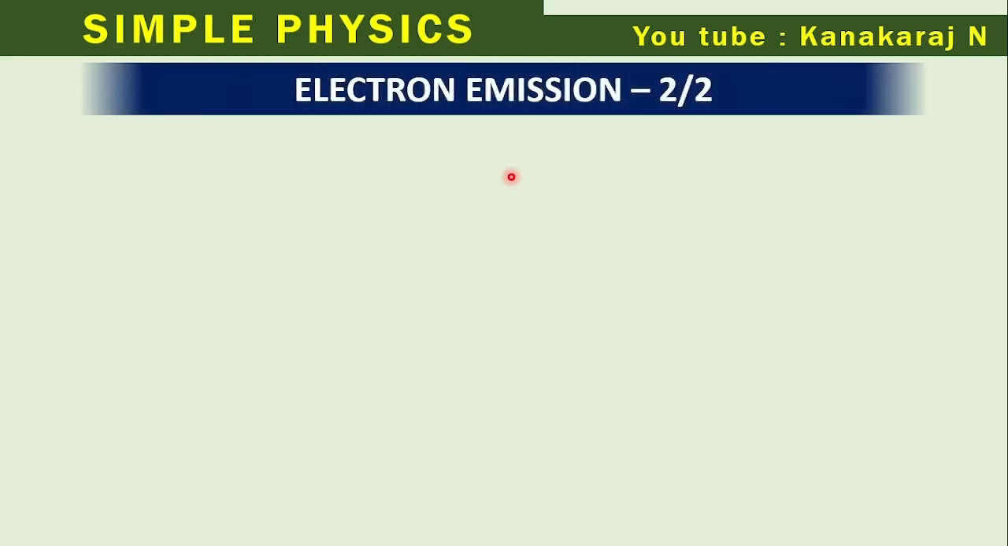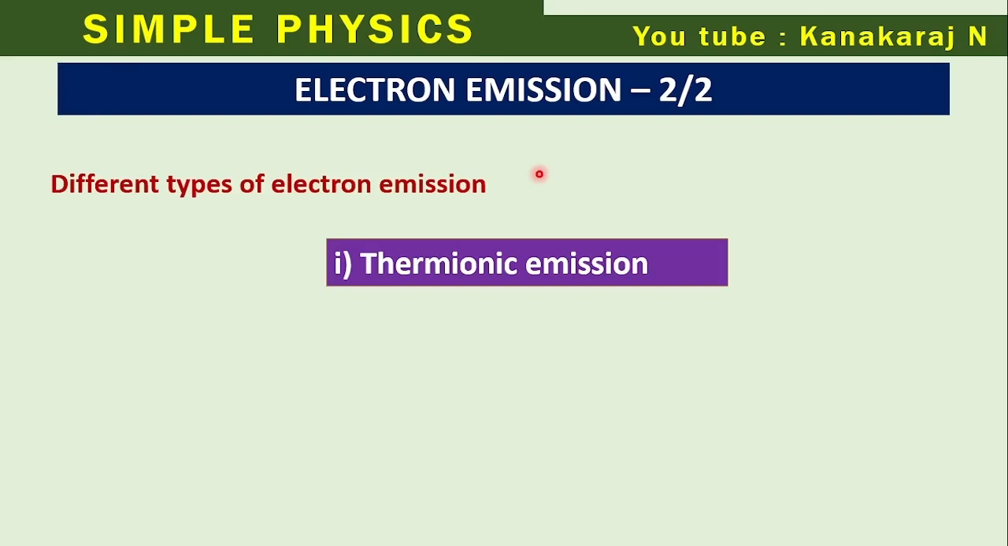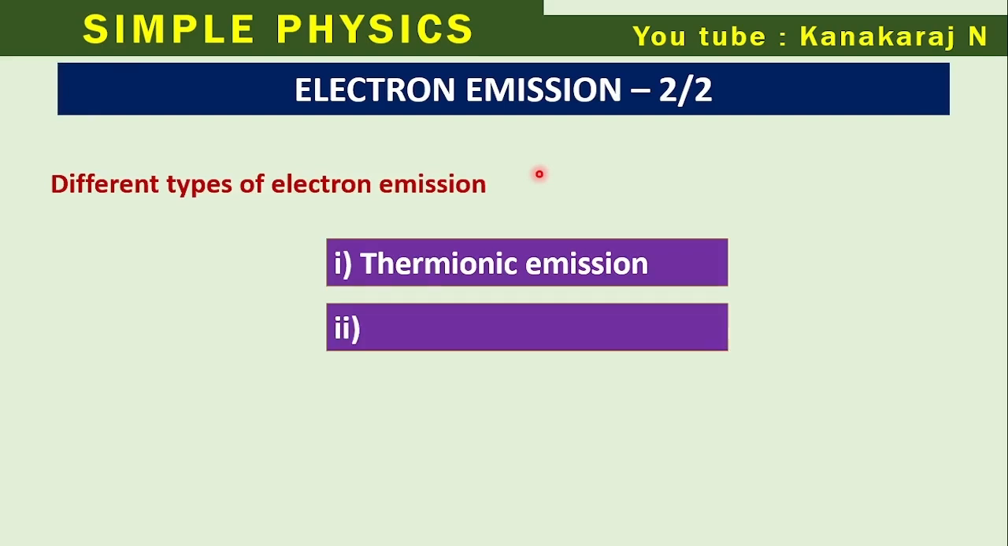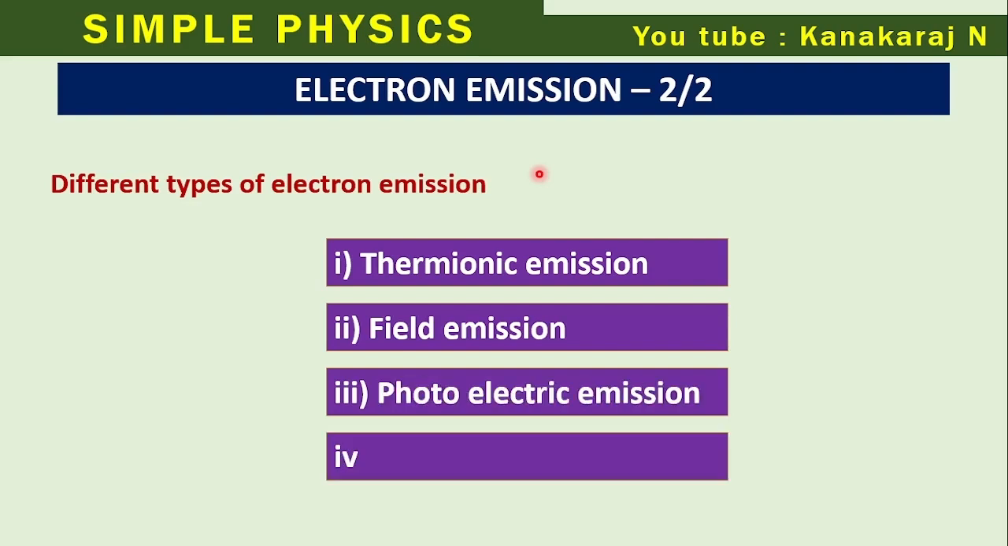Electron emission, part 2 of 2. Different types of electron emission: 1. Thermionic emission. 2. Field emission. 3. Photoelectric emission. 4. Secondary emission.